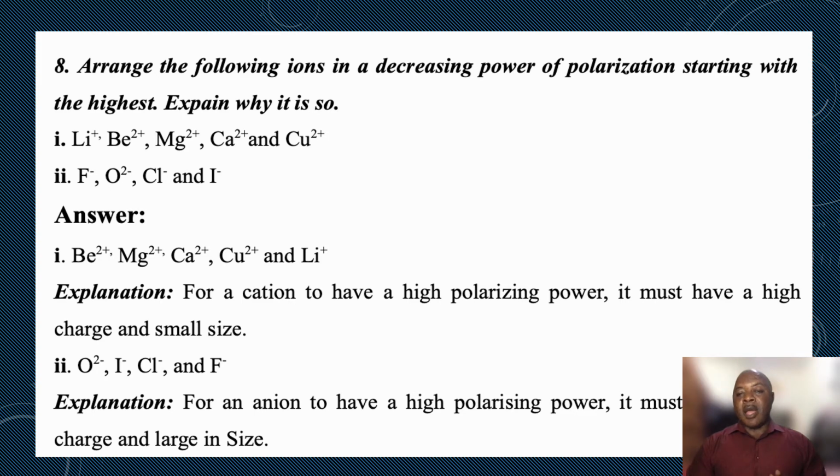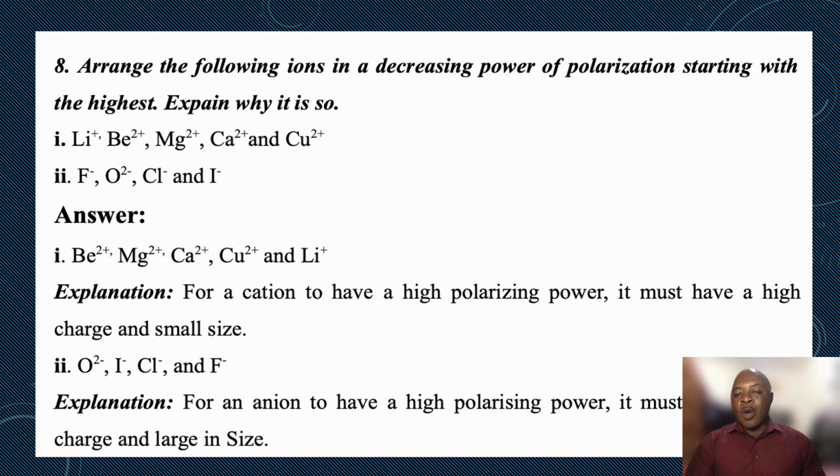For them to have a high polarizing power, it is different. They have a high charge and a large size. So among all, oxygen has a high charge. Even though magnesium, iodine, and chlorine have more than oxygen, when we start, the charge is given the preference first before the size. It has a high charge, so it's given the preference.